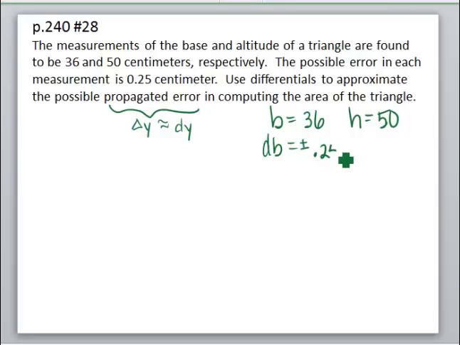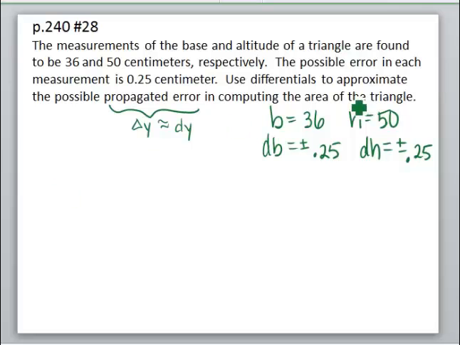We need to put plus or minus in front of there because it could be 0.25 above or 0.25 below, so we need plus or minuses when we're talking about propagated error. And the same thing for my height. My altitude could be plus or minus 0.25 off as well.